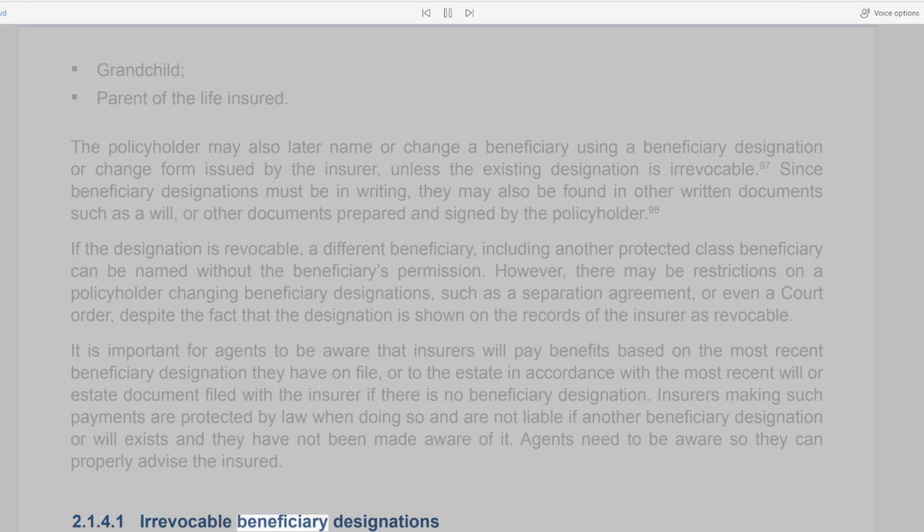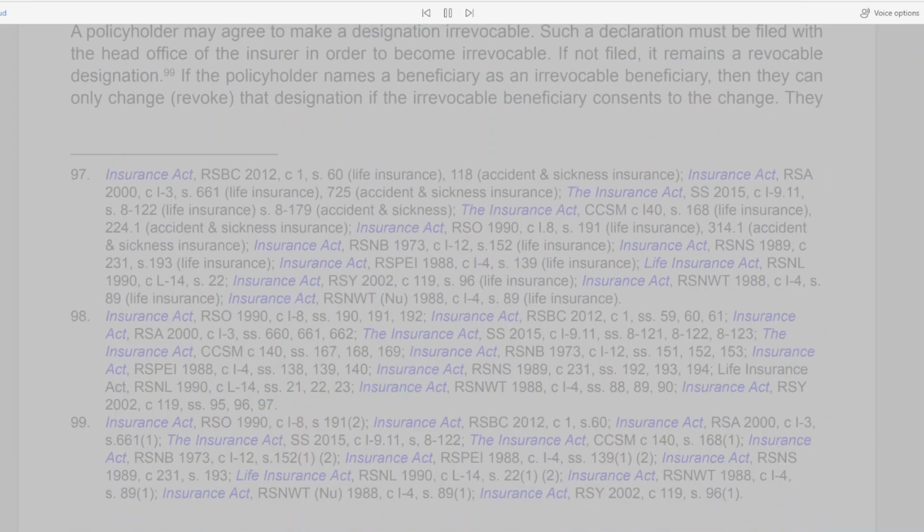2.1.4.1 Irrevocable beneficiary designations. A policyholder may agree to make a designation irrevocable. Such a declaration must be filed with the head office of the insurer in order to become irrevocable. If not filed, it remains a revocable designation. If the policyholder names a beneficiary as an irrevocable beneficiary, then they can only change, or revoke, that designation if the irrevocable beneficiary consents to the change.